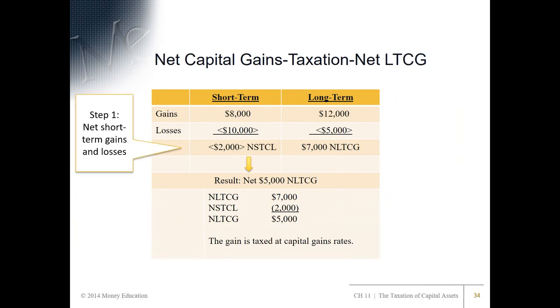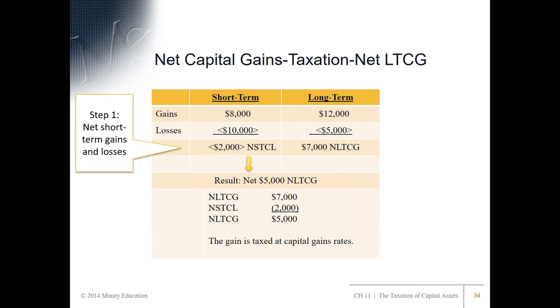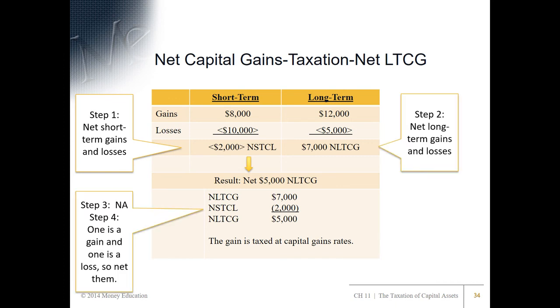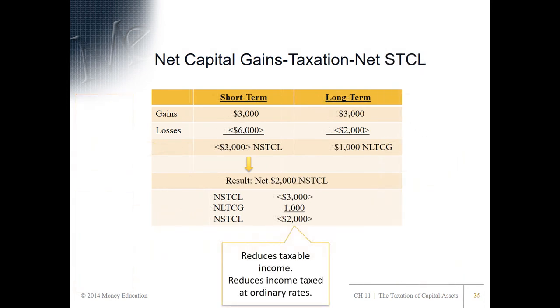Okay, here we've got a net short-term capital loss of $2,000, net long-term capital gain of $7,000. So we're going to net them together. Which one's bigger? The net long-term capital gain. And so we know after we net them, we will have a net long-term capital gain. And so we have a net result here of a net long-term capital gain of $5,000. The gain is taxed at capital gains rates because it's long-term.